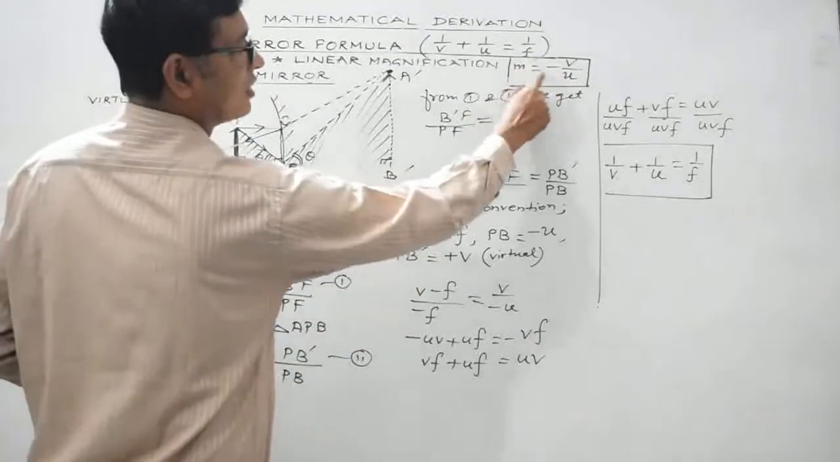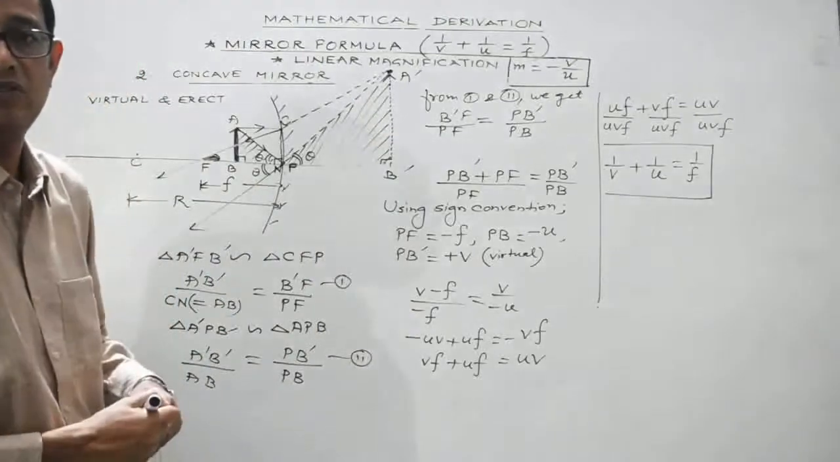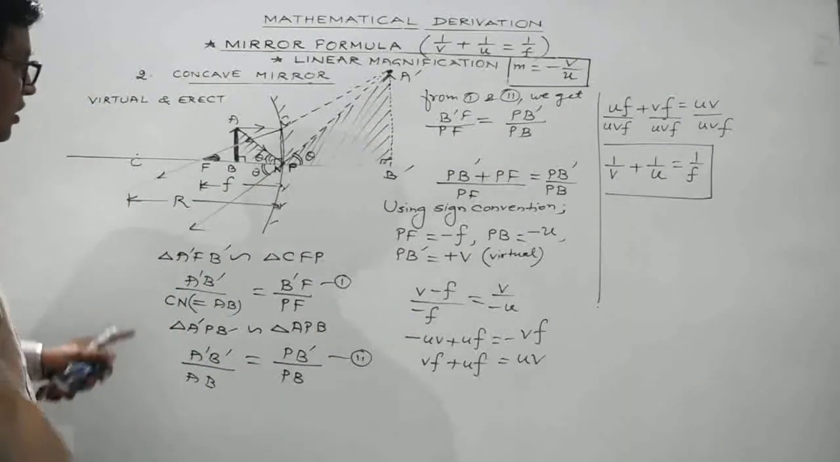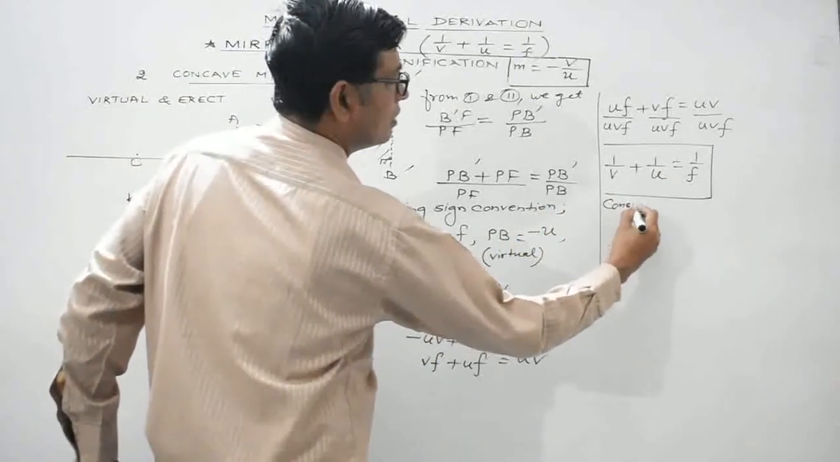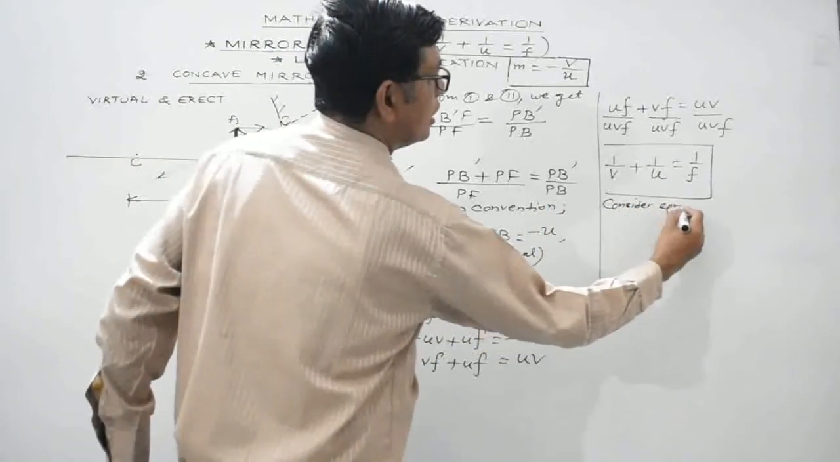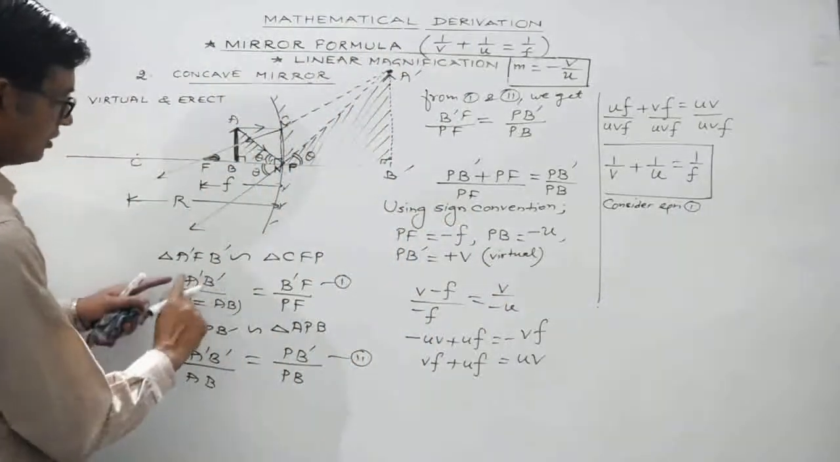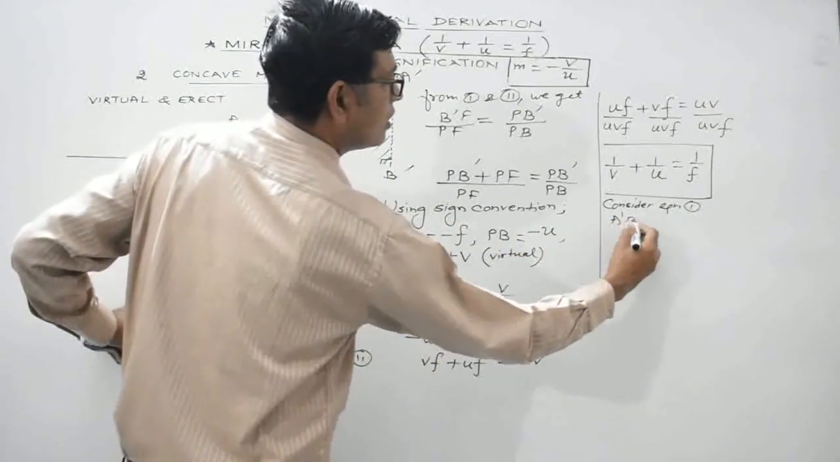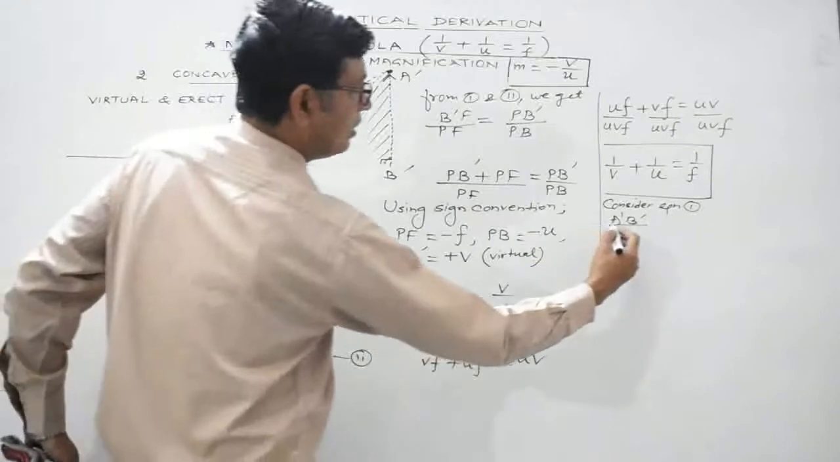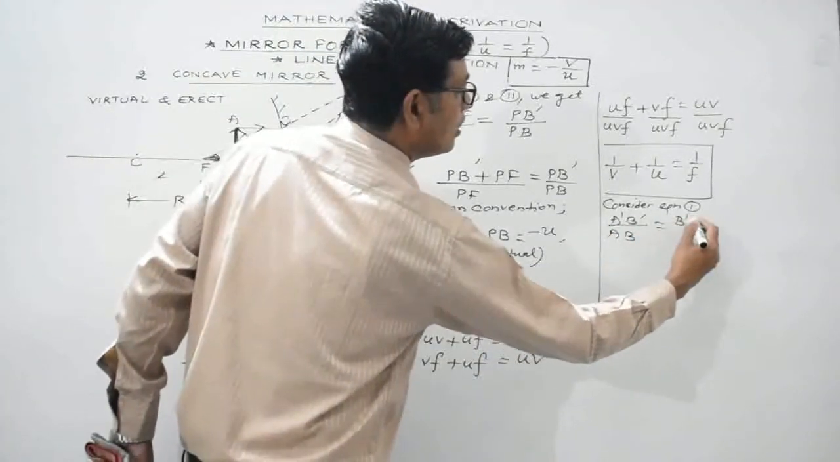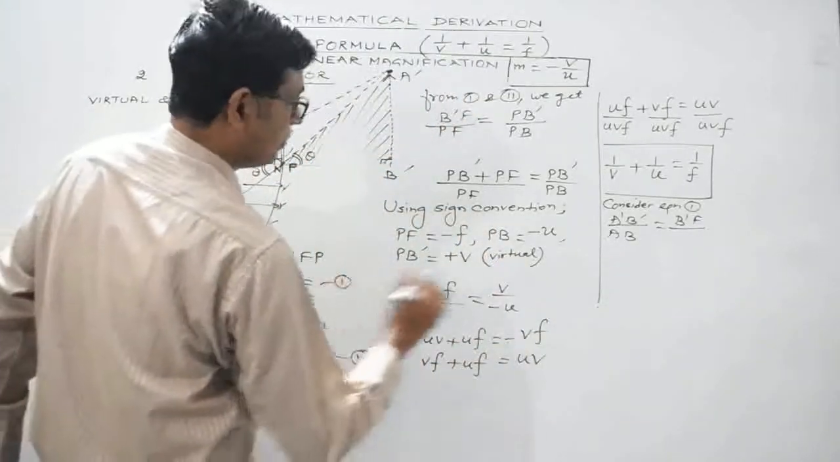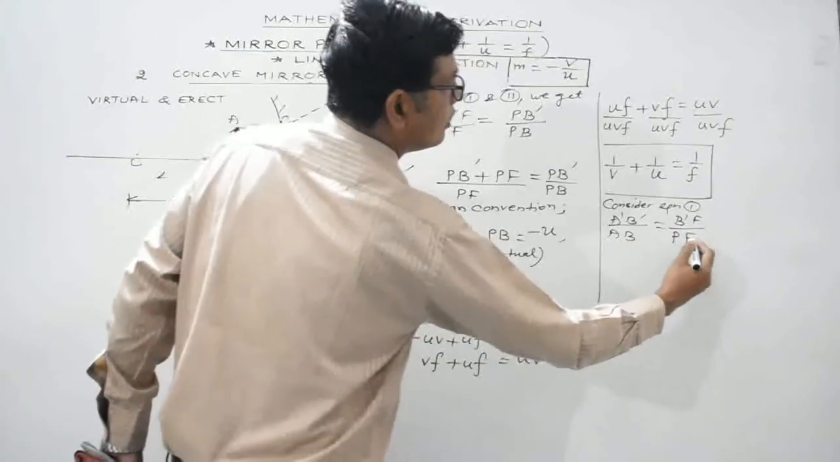Let's derive this particular equation as well, right? Linear magnification. Consider this equation. Consider equation 1. So A dash B dash divided by AB is equal to B dash F divided by PF.